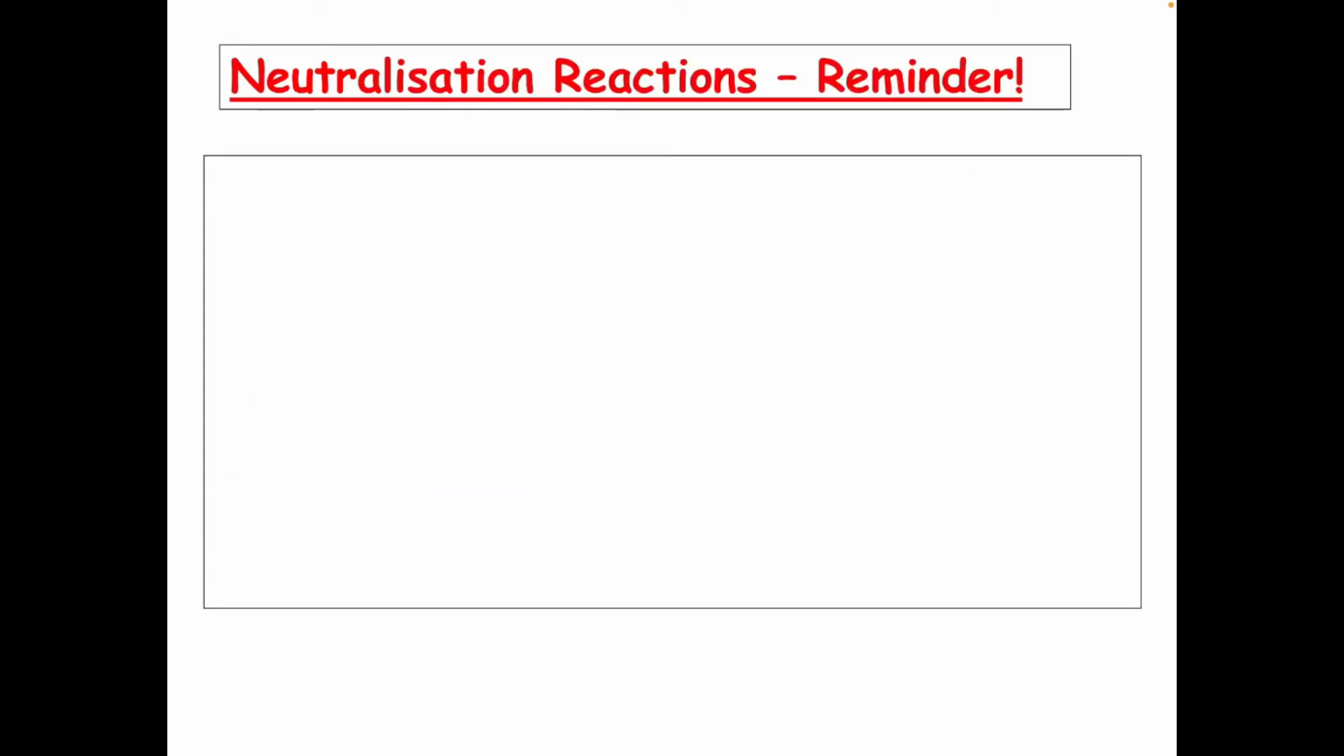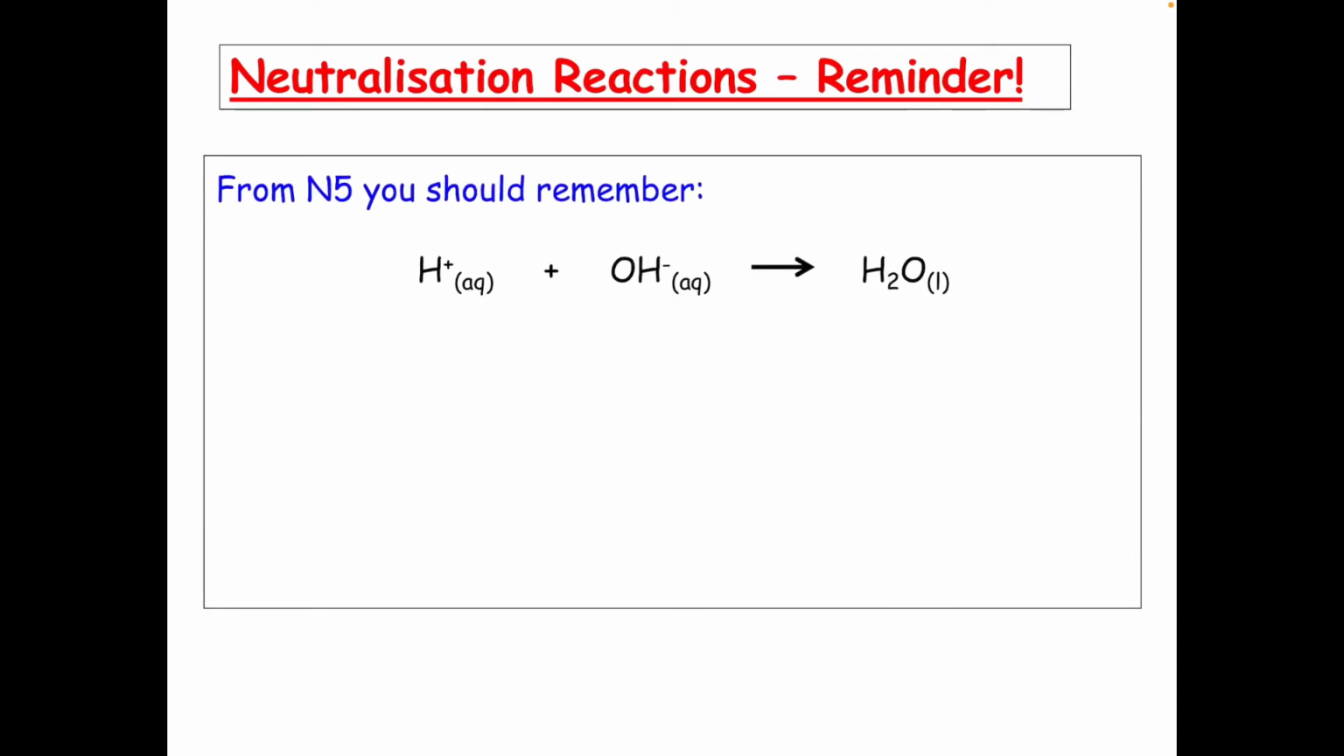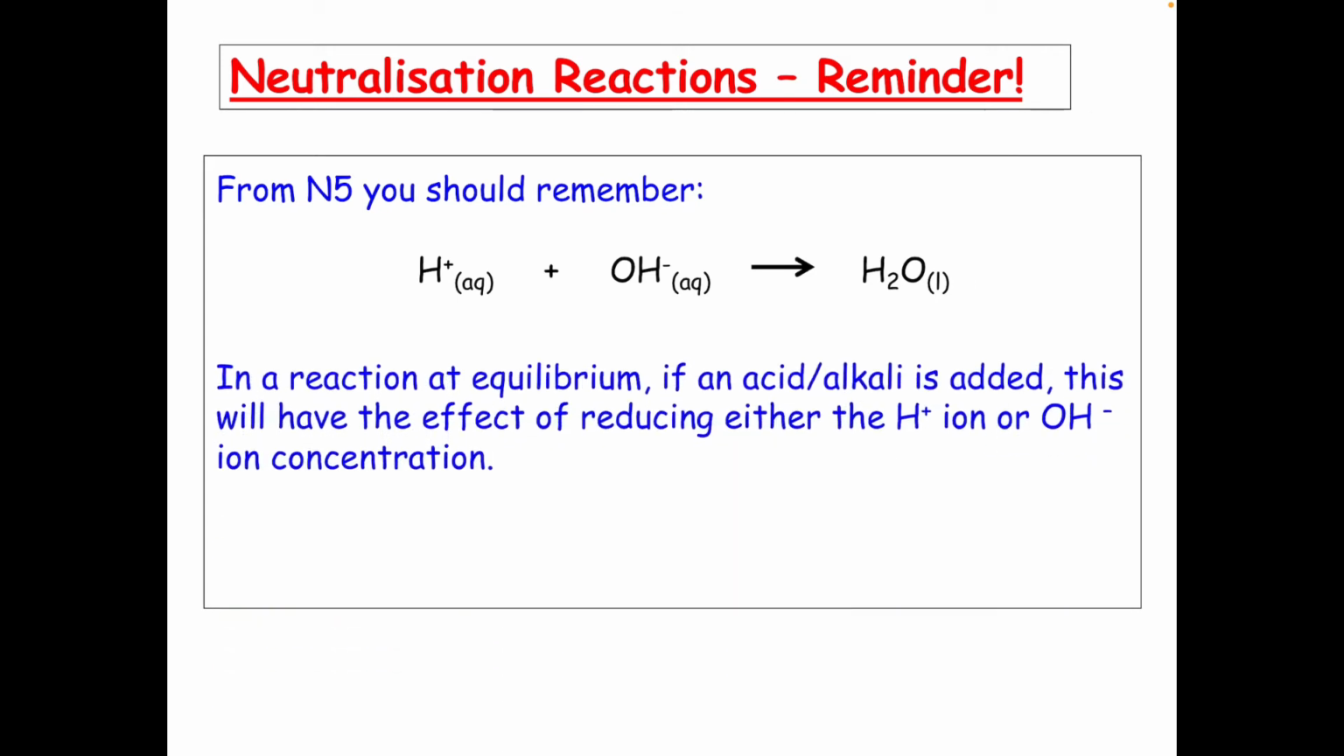So if that's not making sense, here are a few reminders that might help you. From National 5, you should remember that when hydrogen and hydroxide go together, they make H2O. In the reaction at equilibrium, if an acid and alkali is added, this will have the effect of reducing either the H+ ion or the OH- ion concentration. Because of the neutralisation, those are taken out of the equilibrium. They are used up, they form water, and water isn't part of your equilibrium that's set up. Then you need to replace them, and the equilibrium will move to replace them.